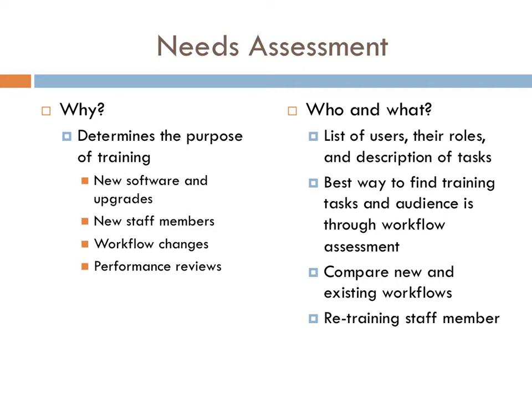Who and what? The who and what of this portion of the needs analysis should be a list of users, their roles, and description of tasks with appropriate performance measures that each user or user role needs to learn. The best way to find training tasks and audience is through workflow assessment. It should show the normal flow of data as well as important points where normal data is modified. A workflow document should be created for every single user.